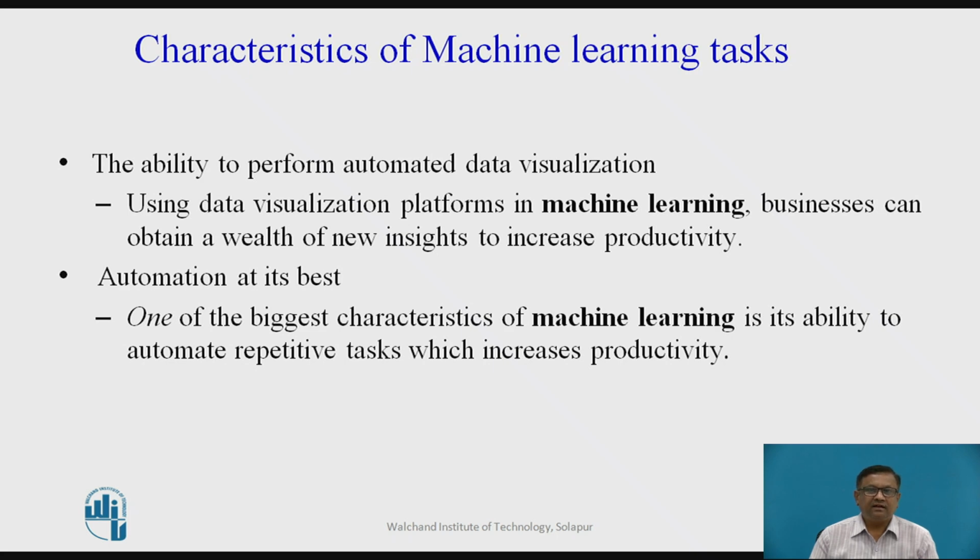of their organization. Then automation at its best: one of the biggest characteristics of machine learning is its ability to automate repetitive tasks, which again increases the productivity of the organization. So these are some characteristics.